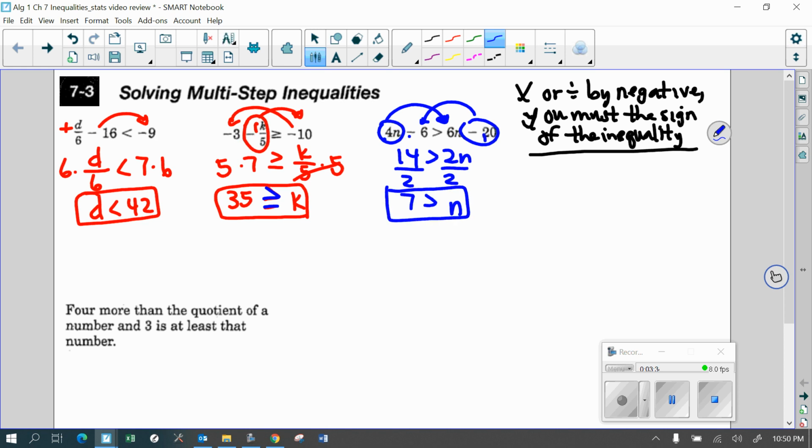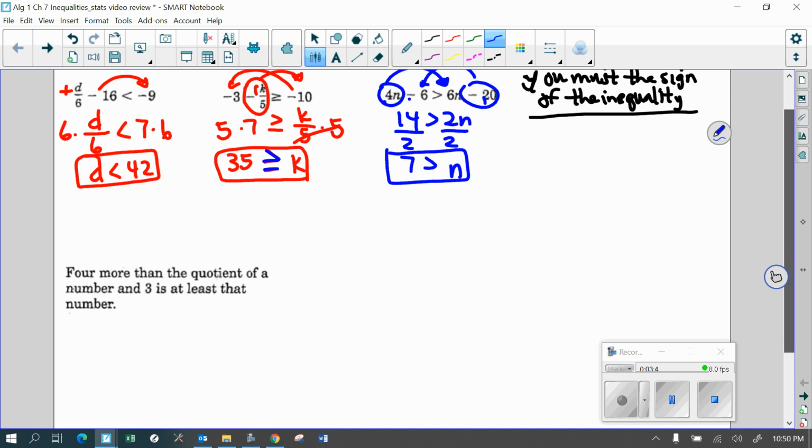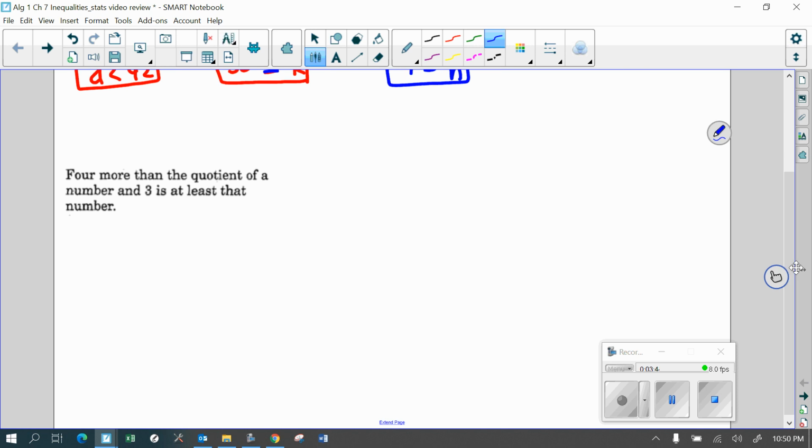Again, notice I'm not ever dividing or multiplying by a negative, so I'm not having to ever remember to switch the inequality sign. This is why I've taught you to do this all along with solving for x. 4 more than the quotient, you've got to remember quotient is the answer to a division problem, so it's going to be a fraction now. 4 more than the quotient of a number, that's going to be x and 3. So there's the quotient, x divided by 3. 4 more than that, so that means plus 4, is at least, that means greater than or equal to that number, which is x.